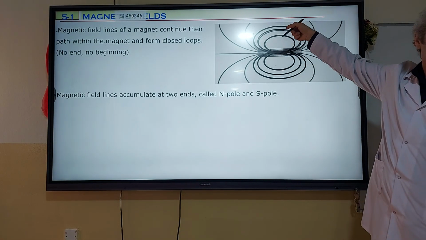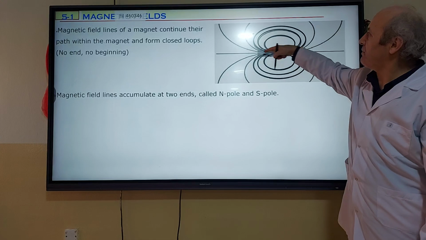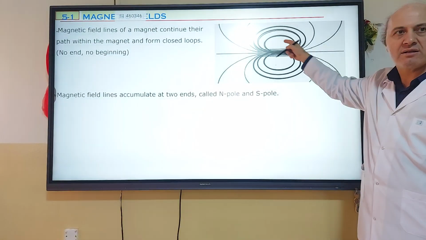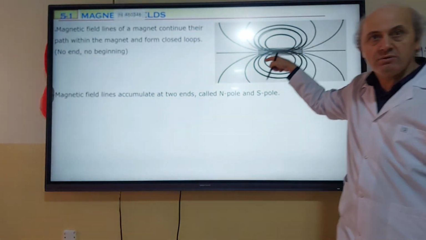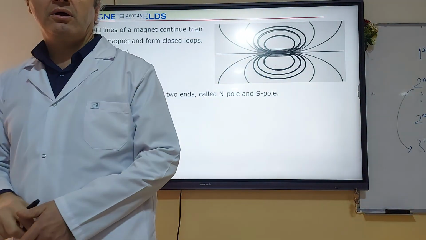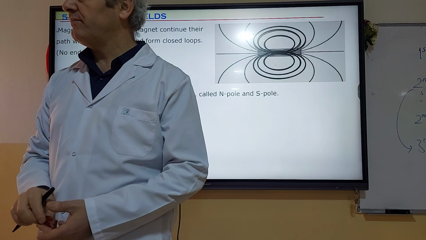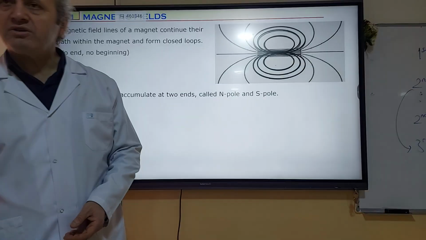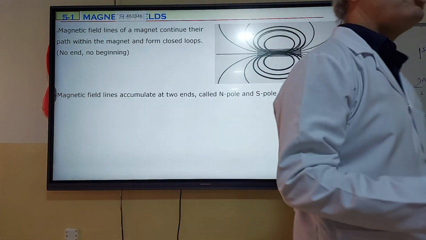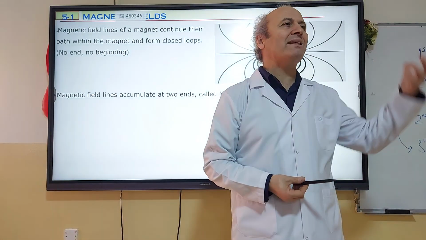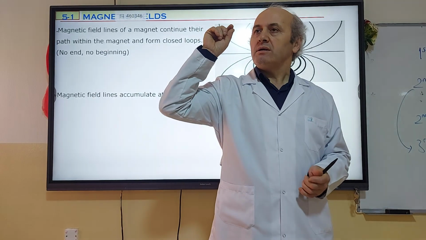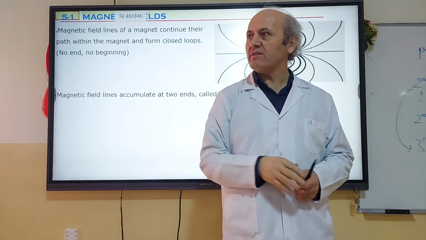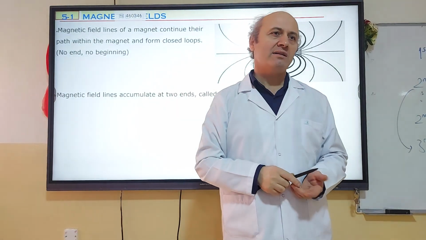You see the loops? A part of the loop is outside, other part is inside. But still no direction, because the magnetic field is a vector. How can we determine the direction? We should determine the direction. The direction of the magnetic field is determined conventionally. Conventionally means one end of the magnet, scientists, physicists named as N-pole, other end is named as S-pole.